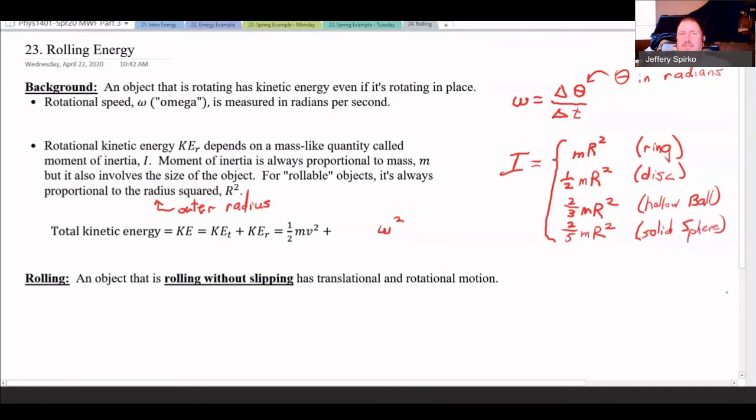I may be getting my mathematical terms mixed up. A ball and a sphere, mathematically, one is supposed to be solid and the other's hollow, and I forget which is which. So I just put the word there and say that the hollow one has the 2/3 mr squared and the solid one has the 2/5 mr squared. So all of these fit a pattern, where the moment of inertia is equal to some proportionality factor that I like to call A over B times mr squared.